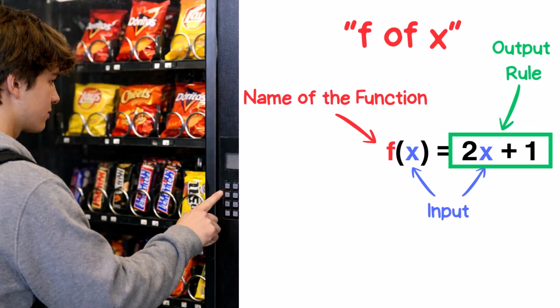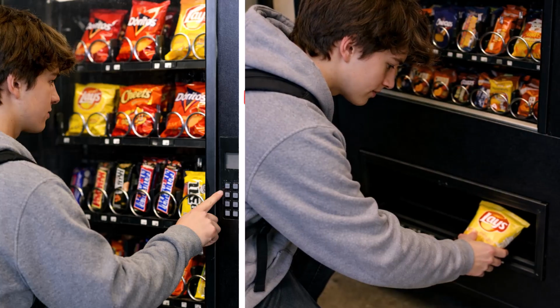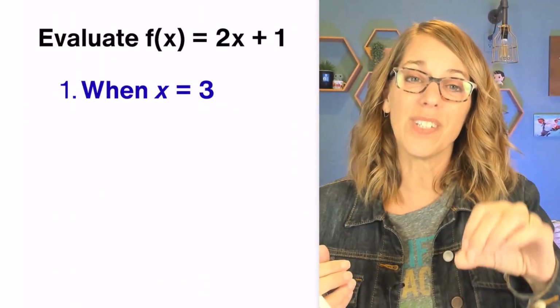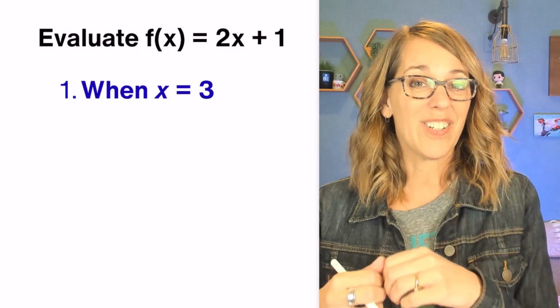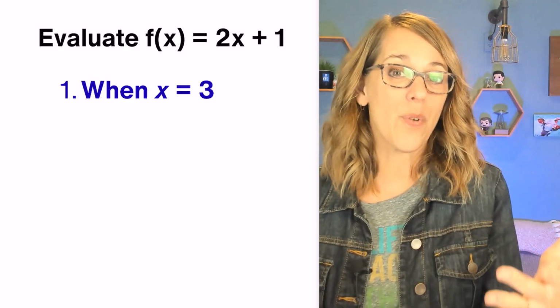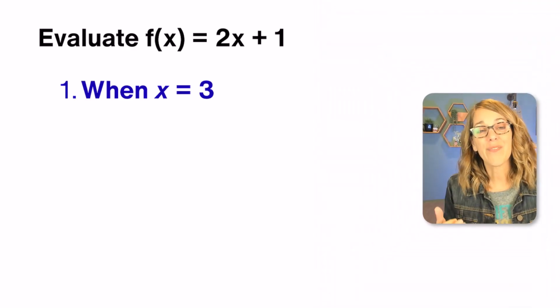If you push a button, the button that you choose determines what snack comes out of the vending machine. Now in algebra, it's not nearly as exciting, right? But what number you put into this function or this rule determines what number you're going to get out of that. Here's that first example.